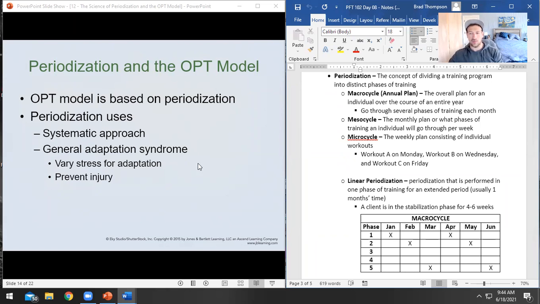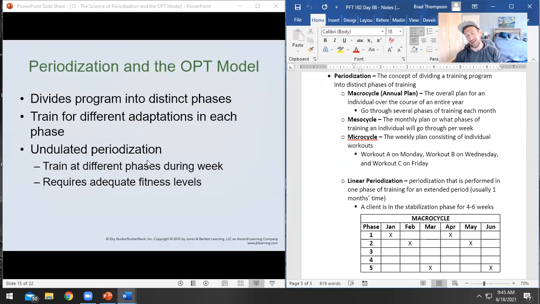So NASM has a really nifty way of laying this out, and it's not just NASM, this is everybody. Trainers have a really nifty way of laying this out that we call periodization. And periodization is the concept of dividing your training program into distinct phases of training. Okay, so the things you're going to consider are your yearly plan, your monthly plan, and your weekly plan.